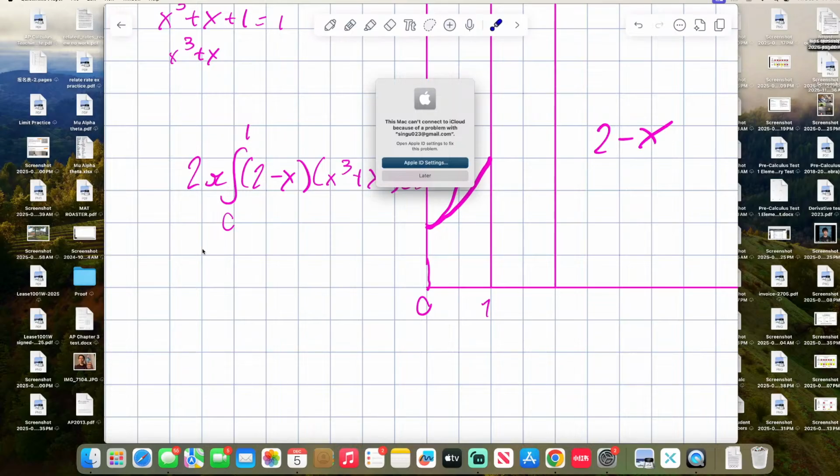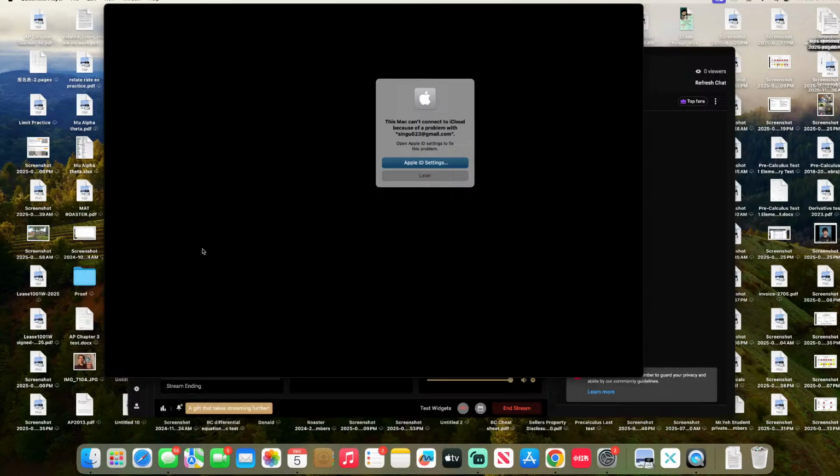Jay, do you have a charger that I can use for my iPad? Is it USB-C? Use your computer charger. USB-C or? USB-C. Just plug it in. All right, appreciate it, Mr. J.